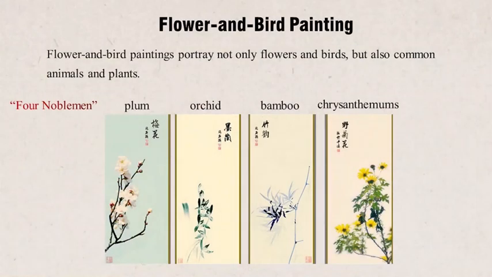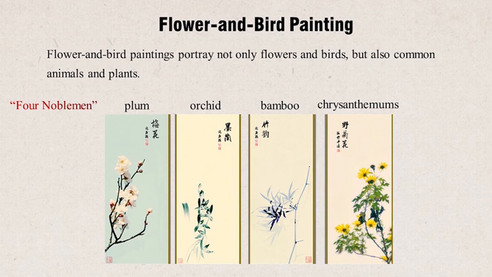Therefore, many images in flower and bird paintings have special cultural implications. For example, there are the famous Four Noblemen paintings. Four Noblemen refers to four kinds of plants: plum, orchid, bamboo, chrysanthemums. Noblemen originally refers to people with moral integrity. Why do these four plants have the same morality as people?